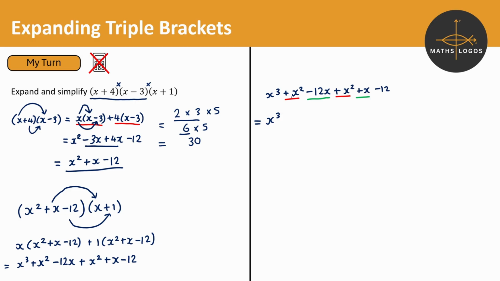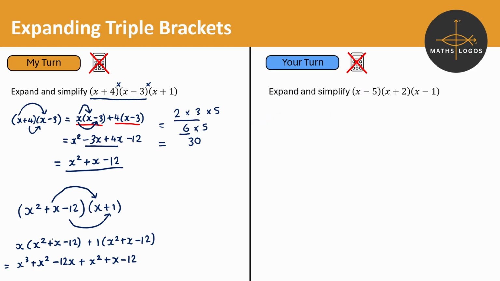Add together my x squared terms, so x squared add x squared is 2x squared. Add together my x terms, so negative 12x add x takes me to negative 11x. And then my constant on the end's negative 12. That is my fully simplified expansion. Pause the video and give this one a go, and then we'll look at the solution together in a second.